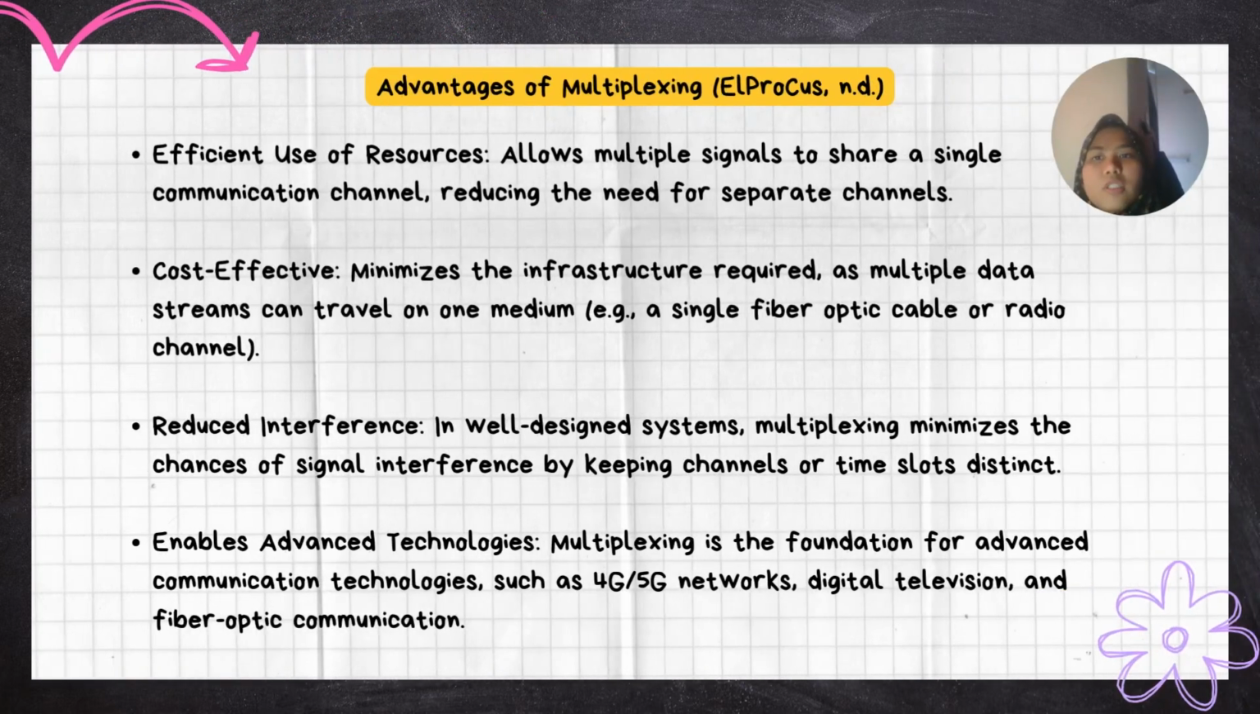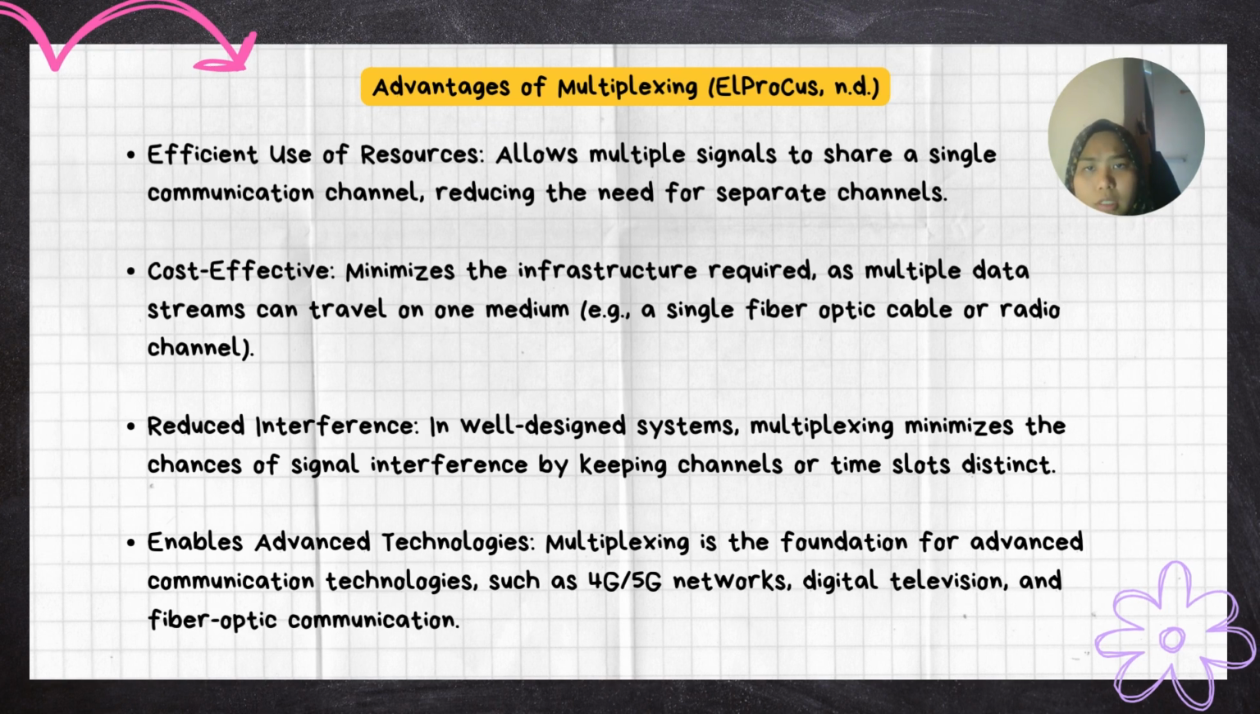So these are the advantages of multiplexing: efficient use of resources, cost-effective, reduced interference, and lastly, enabling advanced technologies. What we can understand here is that multiplexing is a powerful technique that optimizes resource utilization, significantly reducing the need for additional infrastructure while enabling the simultaneous transmission of multiple signals over a shared medium. And through these benefits, multiplexing plays a crucial role in the advancement of telecommunications and data transmission systems.